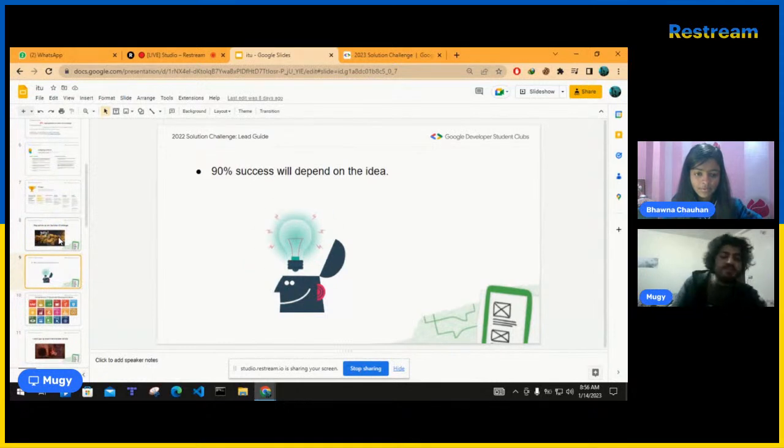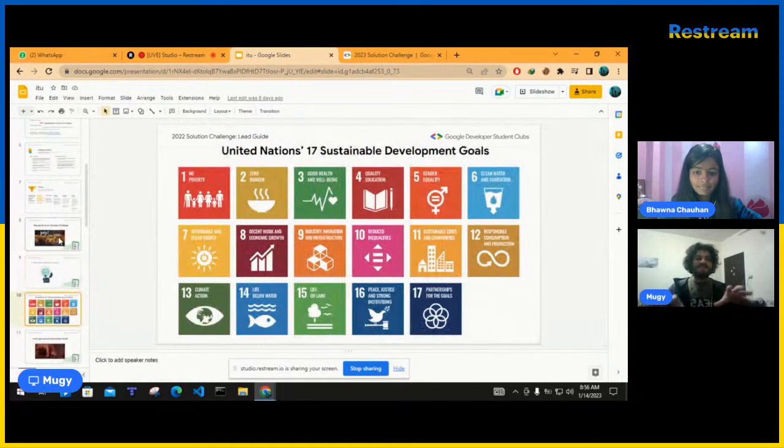So the first thing you just have to do is go to these 17 Sustainable Development Goals. Okay, first you have to pick the category. Let's suppose you pick the category of quality education, right? And the moment you have picked the category of quality education, now you are thinking, maybe I should build something for students or something that will bridge the gap between students and teachers.